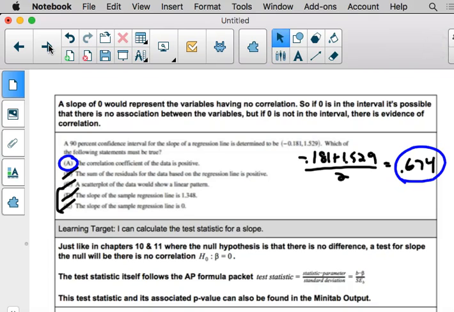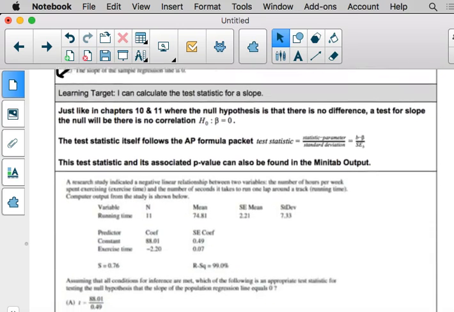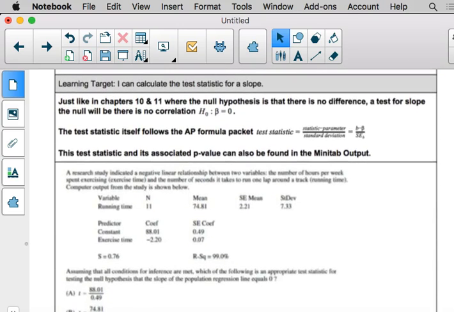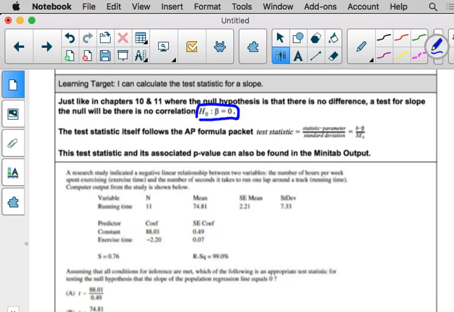All right. So next let's talk about hypothesis testing. Again, similar to 10 and 11, our null is that there's no correlation, no association, which would be that it equals 0. Then obviously the alternative would be a direction to that. Do you think it's negative, positive, or not equal to? Meaning you just think there is a relationship, you just don't know which one.